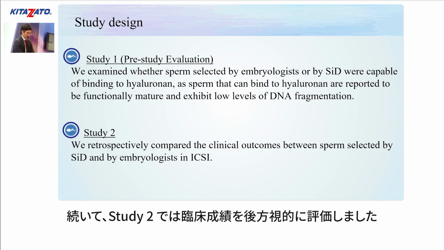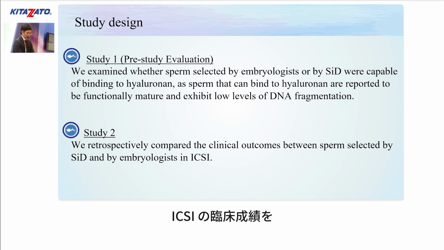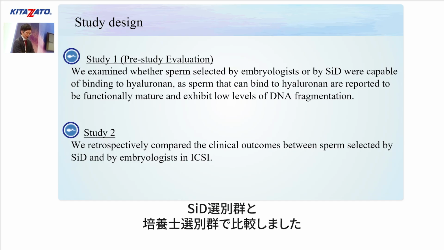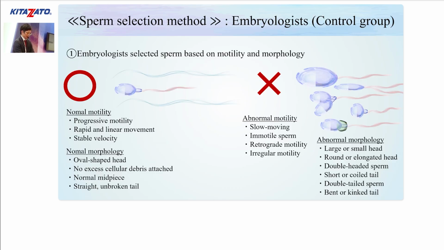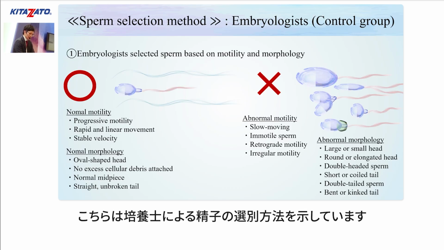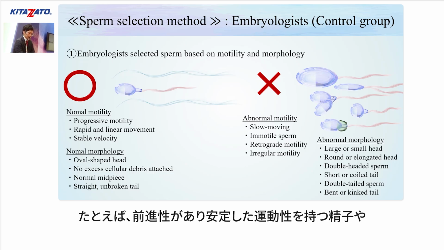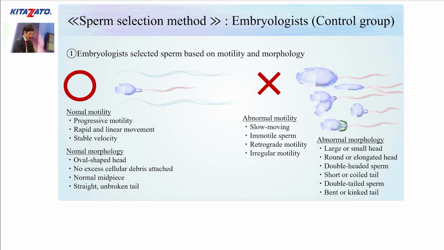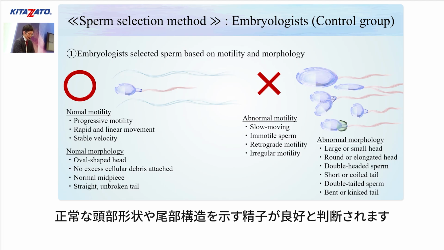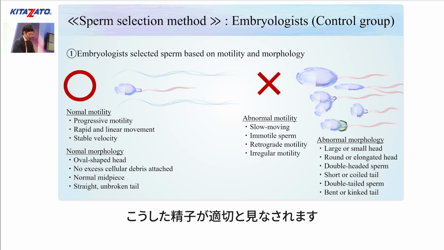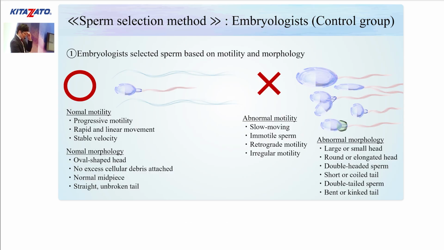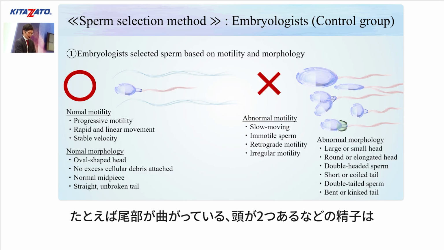Following this, we performed a study to respectively evaluate clinical outcomes of ICSI using sperm selected by SIDO versus those selected by embryologists. This slide shows how sperm were selected in the embryologist group. Embryologists selected sperm based on motility and morphology. For example, progressive and stable motility as well as normal head shape and tail structure were considered favorable. Sperm with abnormal movement patterns or irregular morphology, such as bent tails or double heads, were avoided.